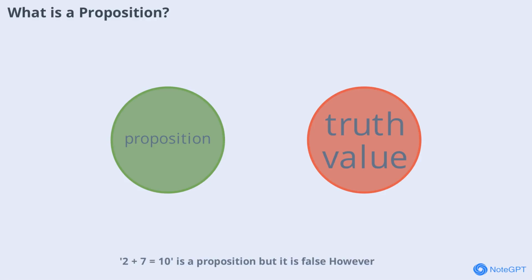However, sentences like "Do you speak English?" or commands such as "Obey orders" are not propositions because they are not strictly true or false. In logic, we use symbols like P, Q, and R to represent propositions. True propositions are denoted by T and false ones by F. This clear distinction helps us analyze logical statements systematically.